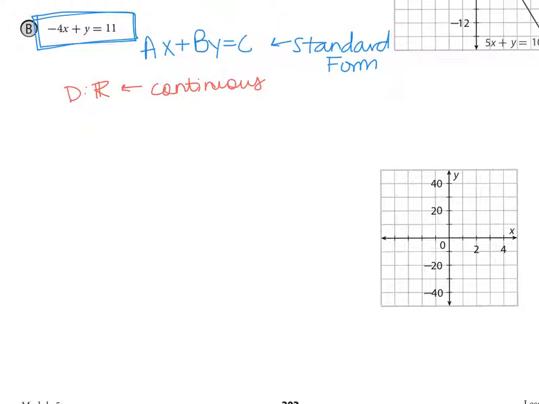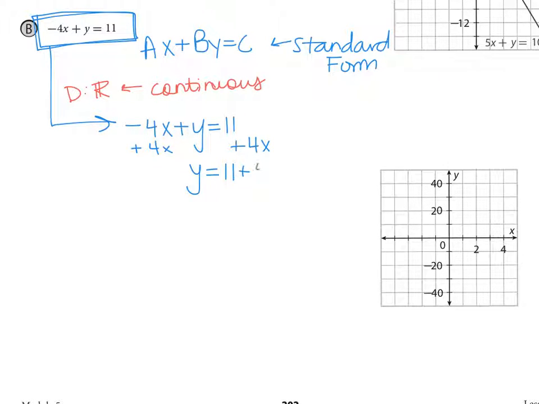So far, the only thing that we've done is made a table of values or a table of solutions. If we're going to graph something like this, we've said before that we need to get y by itself. So I've got negative 4x plus y equals 11. I need to add 4x to both sides, which is going to give me the equation y equals 11 plus 4x, or 4x plus 11. And then we'll use that to make our table of values.